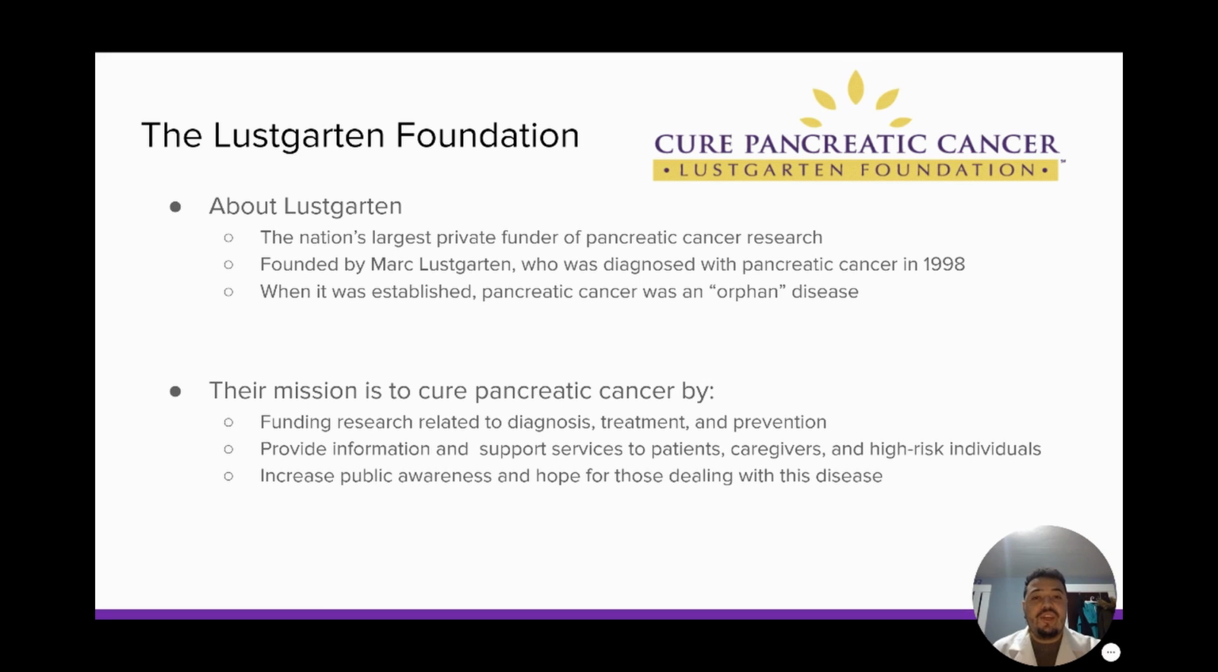Today, their mission is to cure pancreatic cancer by funding research related to diagnosis, treatment, and prevention, to provide information and support services to patients, caregivers, and high-risk individuals, and to increase public awareness and hope for those dealing with the disease.